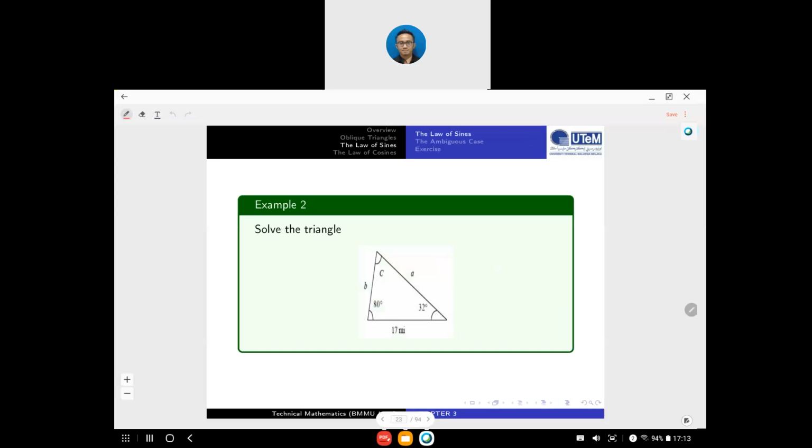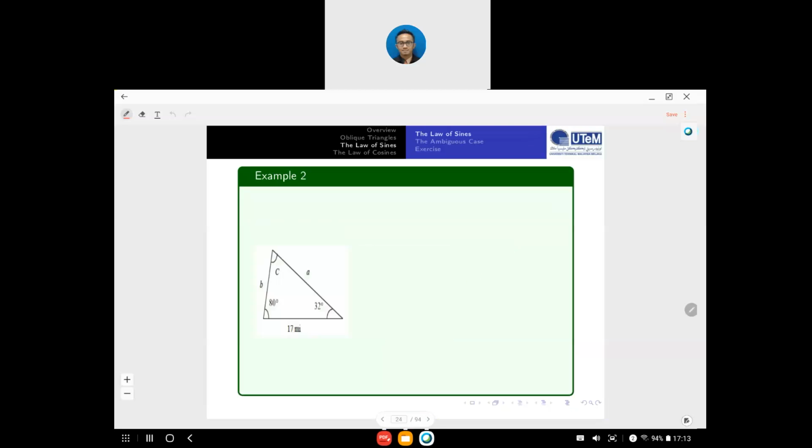Okay, now look at example 2. Also the same thing: solve the triangle. In this triangle, we are given two angles and one length, so you can use law of sine. From this one, we can start by finding angle C, because we know that the summation of the angles in a triangle is 180. So A plus B plus C equals 180.